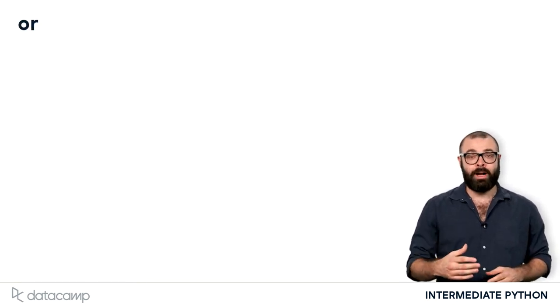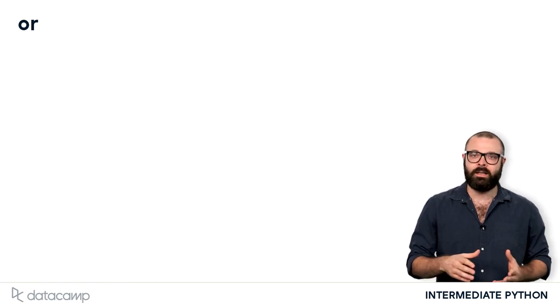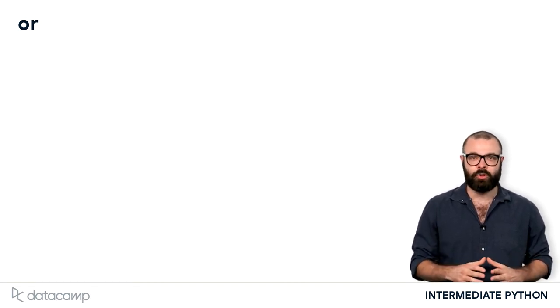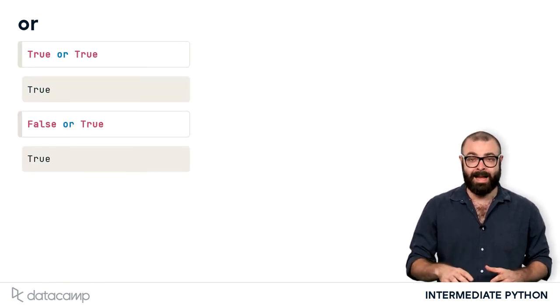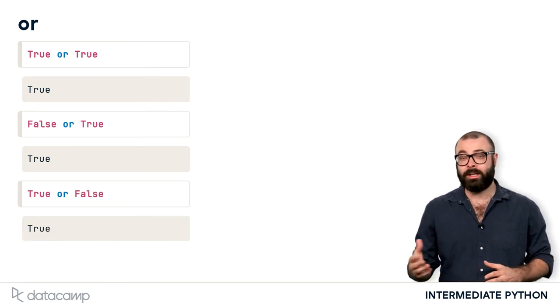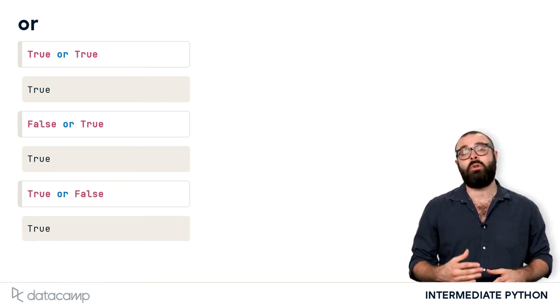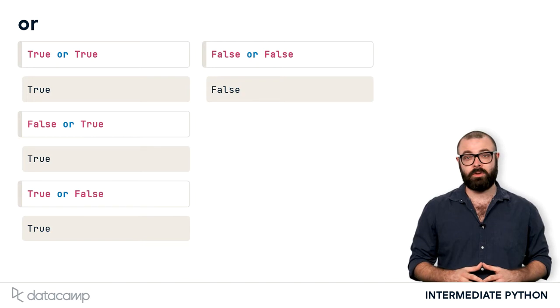The OR operator works similarly, but the difference is that only at least one of the Booleans it uses should be true. This means that true or true equals true, but that also false or true and true or false evaluate to true. Only false or false results in false.